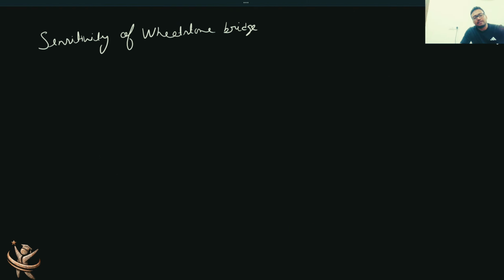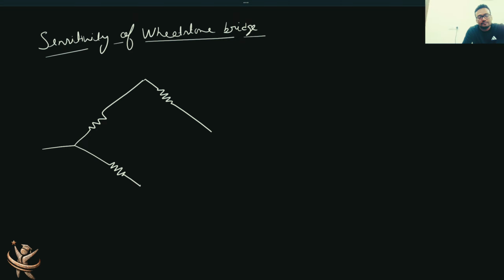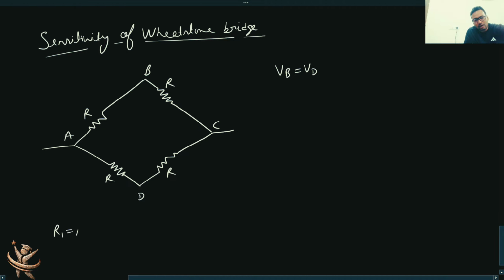Sensitivity of the Wheatstone bridge, that is the main topic of this video. Now what the theory says, if you have all resistances equal in a Wheatstone bridge, let me take, say, R, R, R and R, then you still have a balanced situation here, so you can say VB equals VD. So what I did here, R1 equals R2 equals R3 equals R4, all of them I'm taking R. Now what is my sensitivity here?